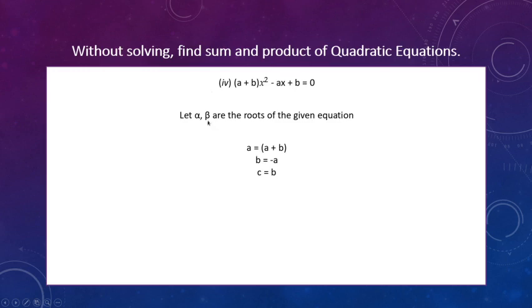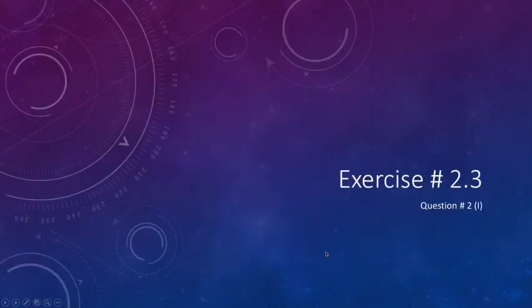If alpha and beta are the roots of the given equation, then sum alpha plus beta will be equal to minus b over a, as it is the formula which will be used in every such type of question. Minus into minus a over a plus b, which is equal to a over a plus b. It's very simple. Product alpha beta is equal to c over a. It's again the formula, c is equal to b, so b over a plus b. So this is our answer.